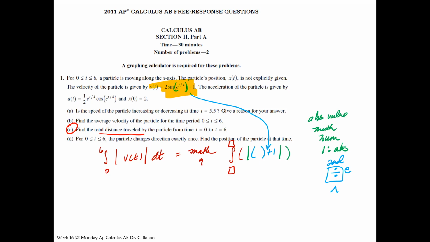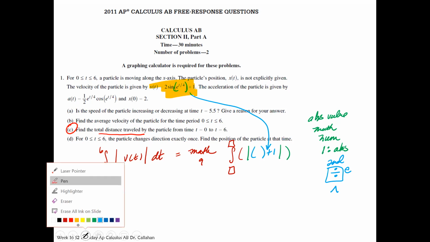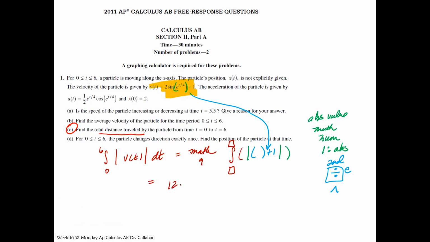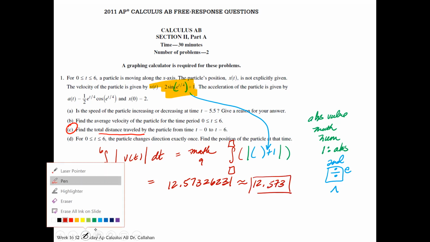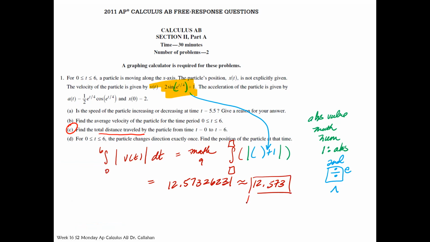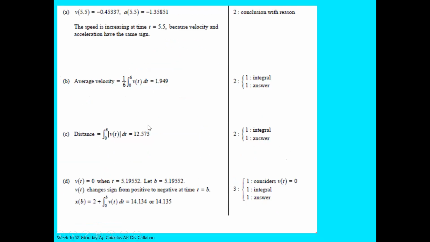I'm not sure what your calculator is, but mine's thinking because it's a really big equation. And so your answer here should be 12.573. And this piece right here is going to be the total distance traveled. Okay, so for part C, again, 2 points, one for the integral, one for the answer. It's essentially just knowing how to use your calculator.